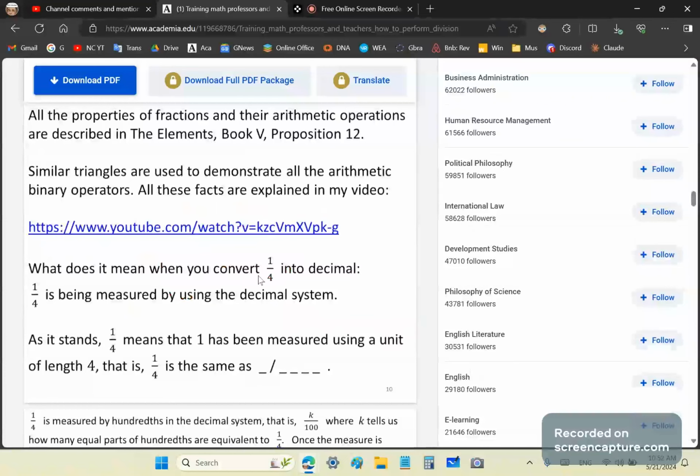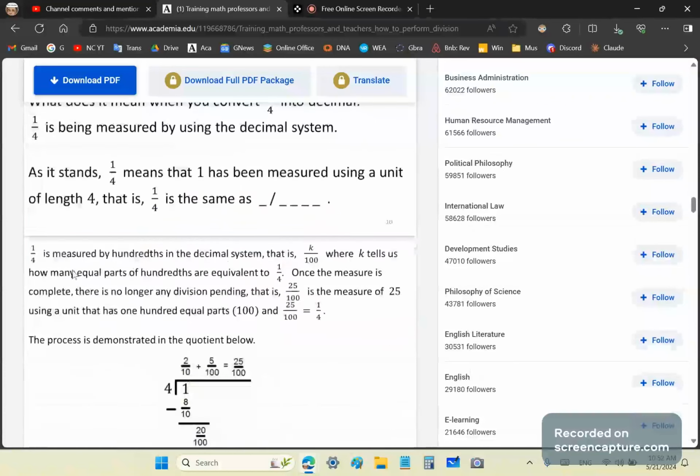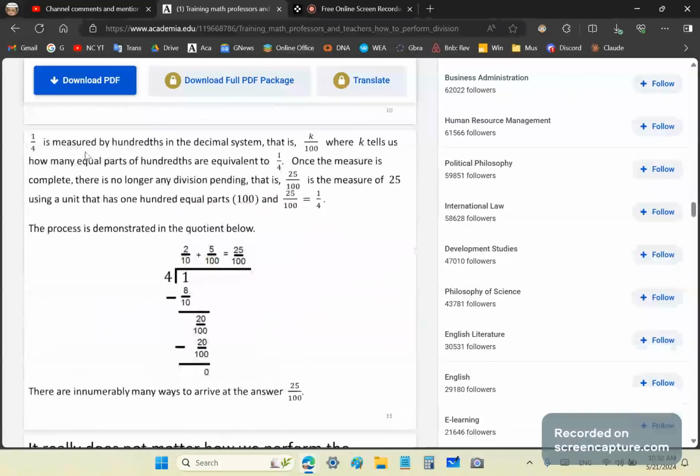What does it mean when you convert a quarter into decimal? It means that you measure it using the decimal system. So what it means is that you're actually finding a measure in tenths and hundredths or thousandths, etc. And it doesn't go on forever. It has to end because the measure of division is a fixed number of steps. There's no such thing as something that goes on forever. Nothing goes on forever except your infinite stupidity.